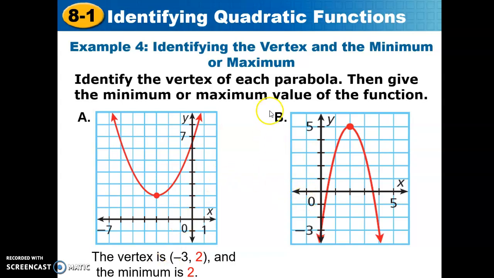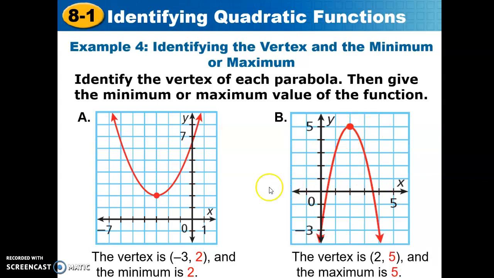Let's continue with the second example here, where we have a parabola that is a frowny face. And it looks here that we have a maximum. Our maximum vertex is (2, 5), which means our maximum is 5. So it's as simple as that. You have to find either your low point if it's a smiley face or a high point if it's a frowny face, and determine the y value to find your min or your max.